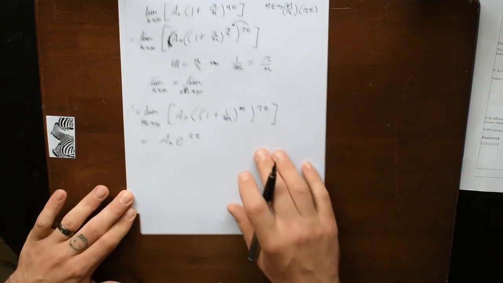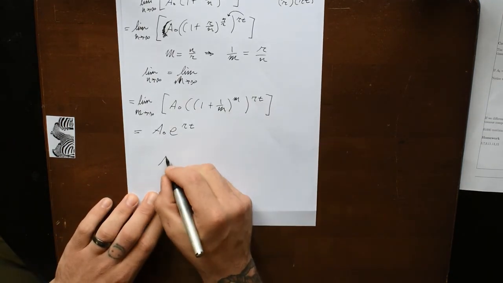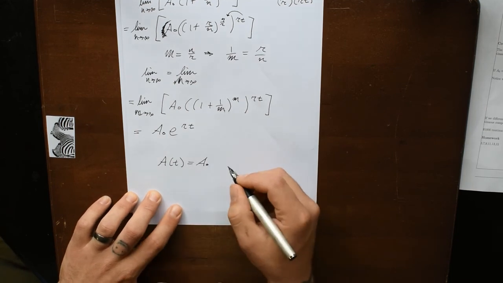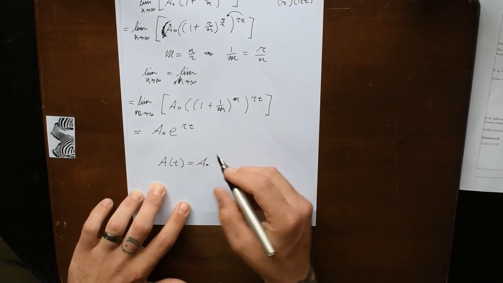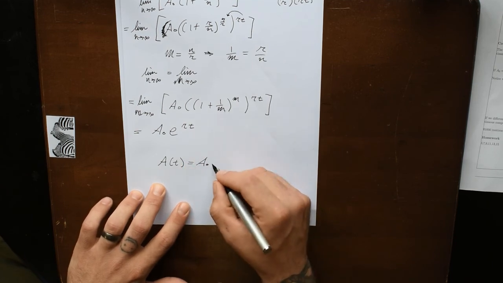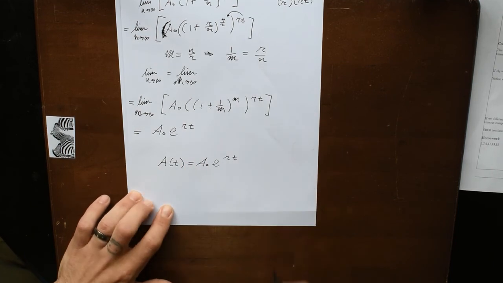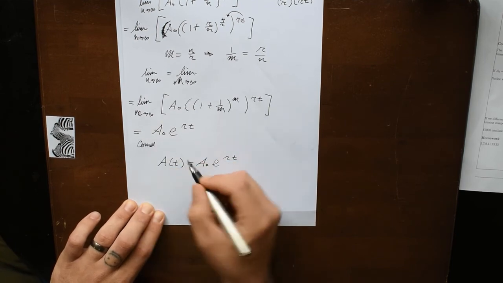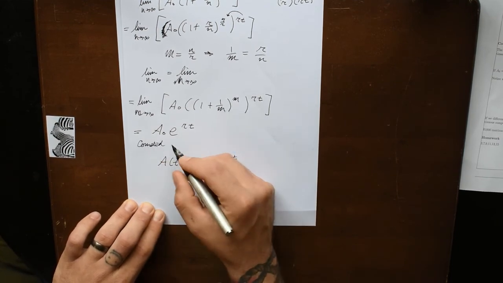So, for a formula, if we want to know the value of some initial investment compounded continuously at some rate r, well, that's given by this formula. This is our compound continuously formula.